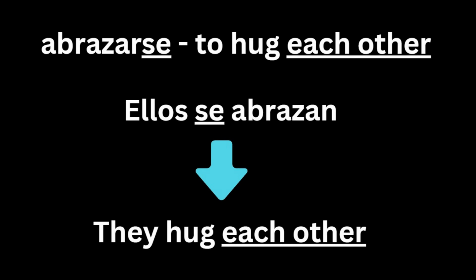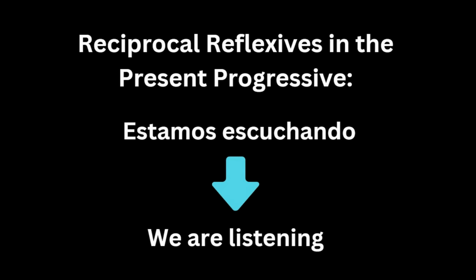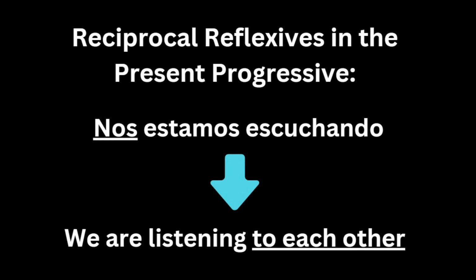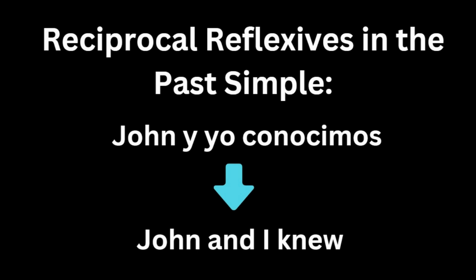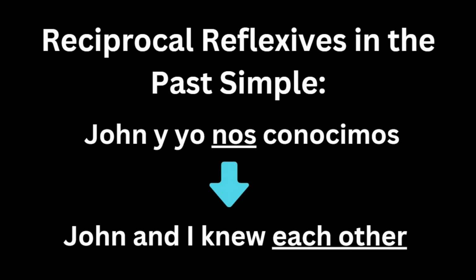Just like regular reflexive verbs, reciprocal reflexives can function like any other verb, both in the present progressive and the past simple. Saying a sentence like estamos escuchando means we are listening, but nos estamos escuchando means we are listening to each other. Likewise, I can say John y yo conocimos, which means John and I knew, but saying John y yo nos conocimos means John and I knew each other.